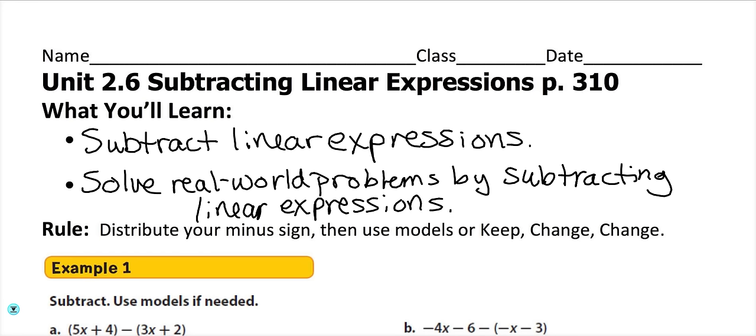So we're going to subtract linear expressions and solve real-world problems by subtracting linear expressions. We're going to use a little rule. It says to distribute your minus sign, then use models or keep change. So there's three ways to do it. You can either distribute the minus sign, which means change all the signs, you can use models, or use keep change.